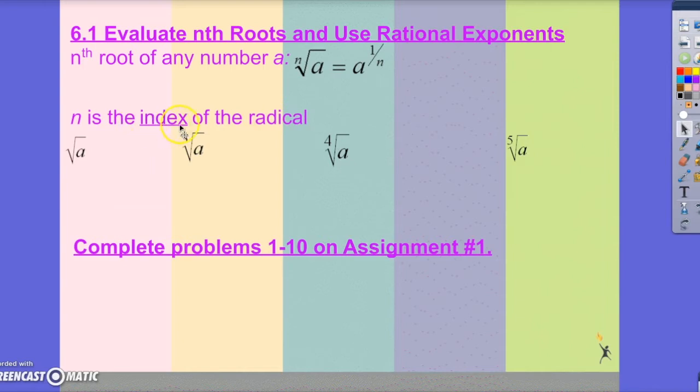Now n is the index, we call it, the index of the radical. So this would be the square root of a, which can be written as a to the 1/2. Make sure you write that down. Cube root of a is a to the 1/3. Fourth root of a, a to the 1/4. Fifth root of a, a to the 1/5. So you get the idea here. To explain the index a little bit better, the index is how many times you need the same number.